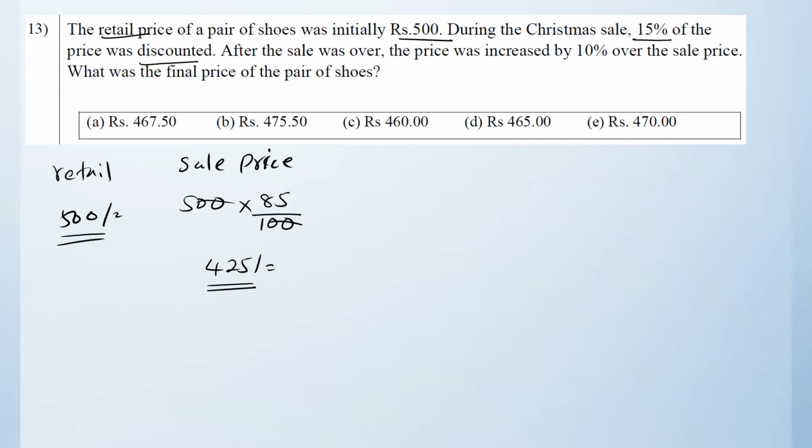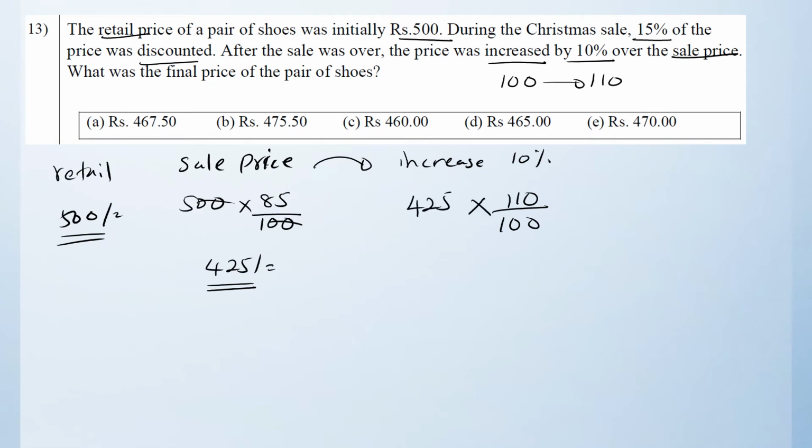After the sale was over, the price was increased by 10%. Increase, that means a 100 rupee sale price will be 110. So over this we have to increase by 10%. A 100 rupee one will be 110 finally. On what? Sale price. The sale price is 425. So we can simplify this. Then what we have is 467.50. So the answer is A only.